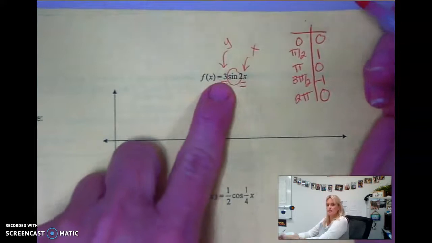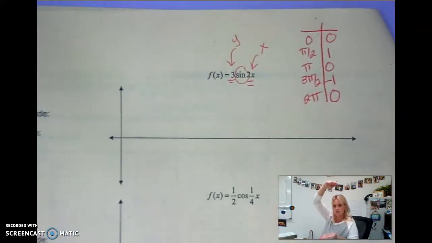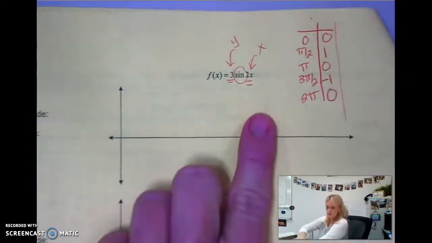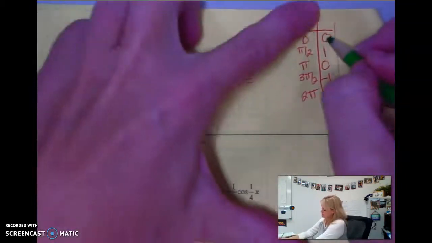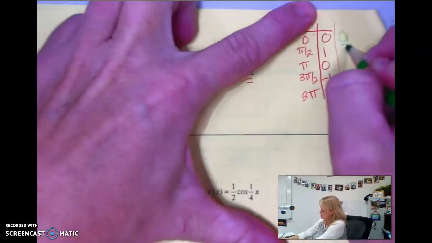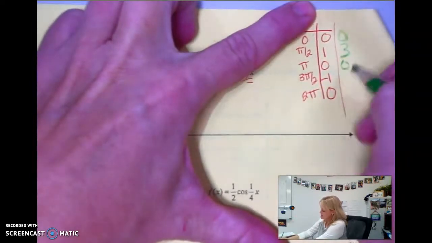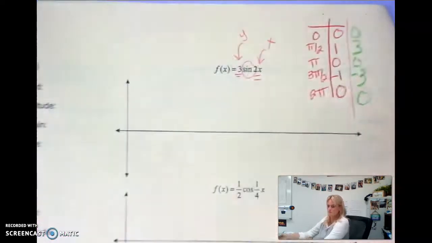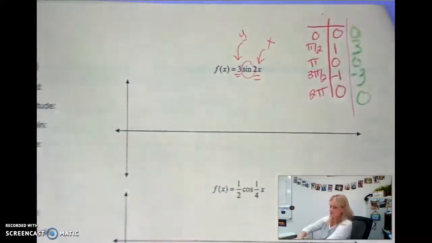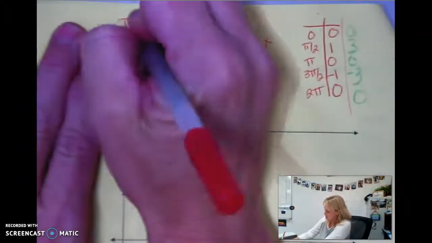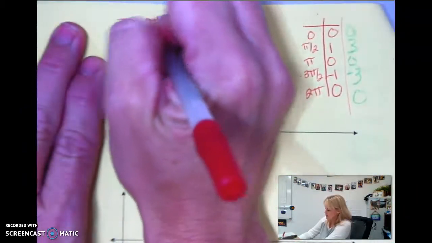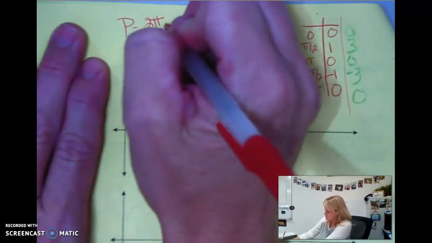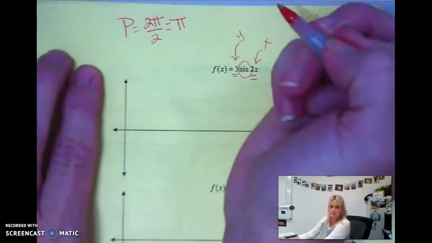So if you think about amplitude, I'm going to take it and stretch it by 3. So I'm going to multiply all of these values by 3. 0 times 3 is 0, 1 times 3 is 3, back to 0, -3, and 0. The period, remember to find the period. Period equals 2 pi divided by b. Well, b is 2 this time. So my period is pi.